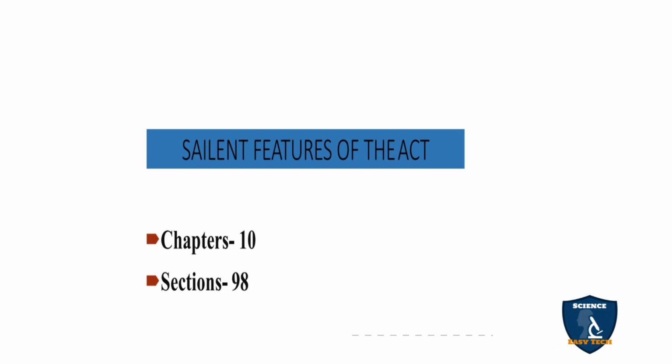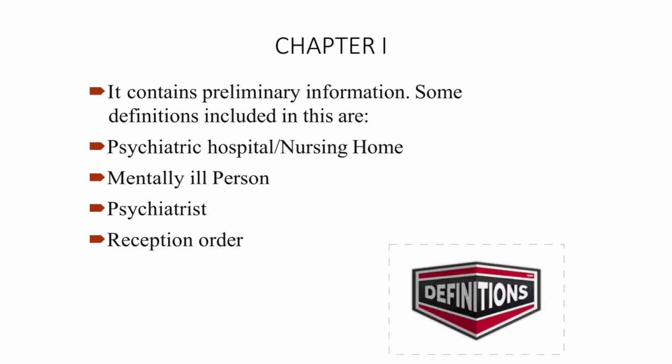In this video we are going to see only the first 4 chapters; chapters 5 to 10 I will explain in my next video. So first we will see chapter 1. It contains preliminary information, that is, the definitions are given. What is the definition of a psychiatric hospital or a psychiatric nursing home? What is the definition of a mentally ill person? What is the definition of a psychiatrist? What is the definition of a reception order?